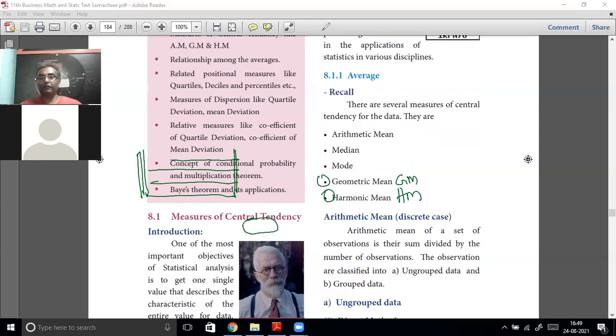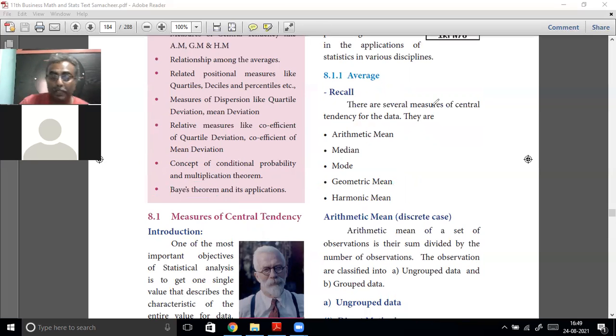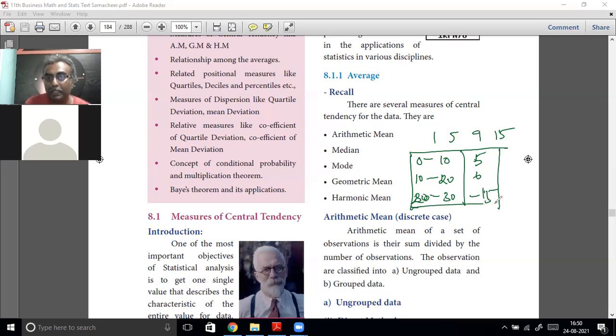Okay, now let us first revise arithmetic mean. Arithmetic mean, discrete case. Discrete case means 1, 5, 9, 15, like that. Discrete data is given. Continuous data means class of data. In the class 0 to 10, 5 fellows are there. In the age group 10 to 20, 6 fellows are there. In 20 to 30, 15 fellows are there. If you get like this, what is this called? This is called continuous data, non-discrete data.